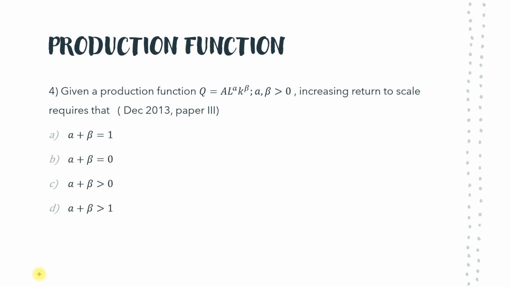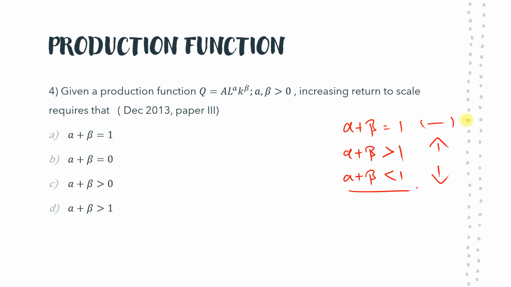If you know the properties of a Cobb-Douglas production function, it says if alpha plus beta is equal to 1, then you have constant returns to scale. If alpha plus beta is greater than 1, you have increasing returns to scale, and if alpha plus beta is less than 1, you have decreasing returns to scale. Okay, so in this case constant, in this case increasing, in this case decreasing returns to scale. So you have answer D.